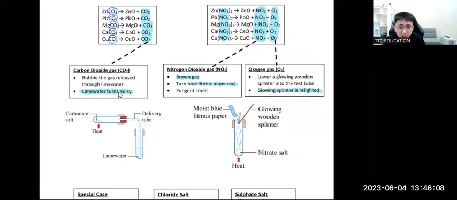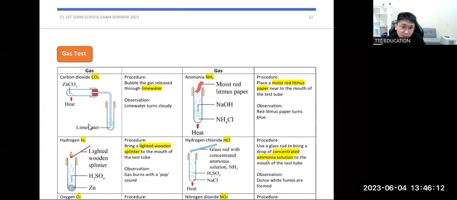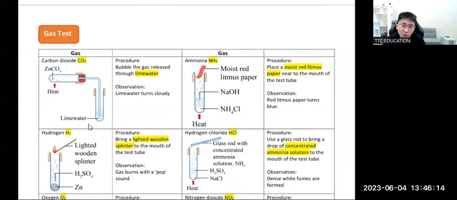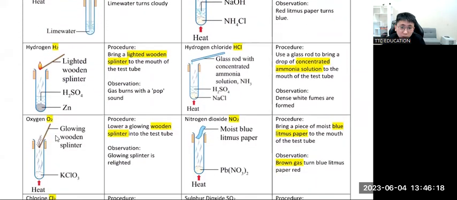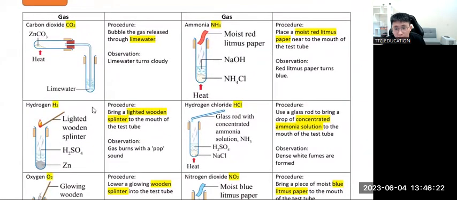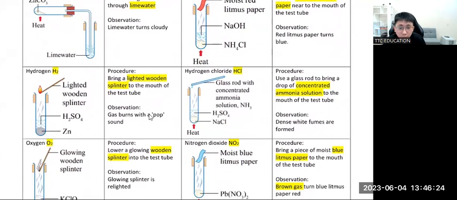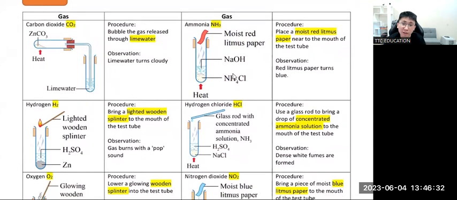So after this heating test, we have the gas test. Just now we talked a bit about CO2 and O2, but we have other gases. What if we have H2? How to test? A lighted wooden splinter gives a pop sound. How to test ammonia gas? Moist red litmus paper turns blue. How to test hydrogen chloride gas, HCl? As you know, HCl is an acid, guys.